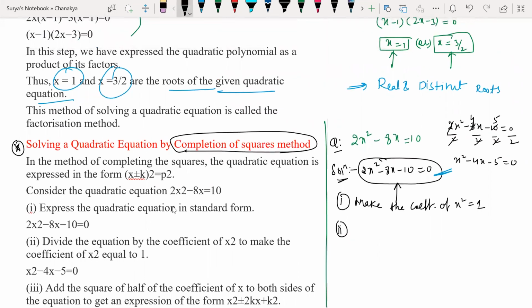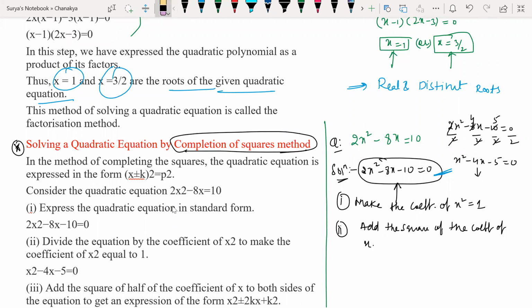No, sir. Next step, look at this here. I made the coefficient of x square as 1. What do I have to do now? Add the square of the half of the coefficient of x. What is the coefficient of x here, beta? Tell me. Coefficient of x. It is 4.